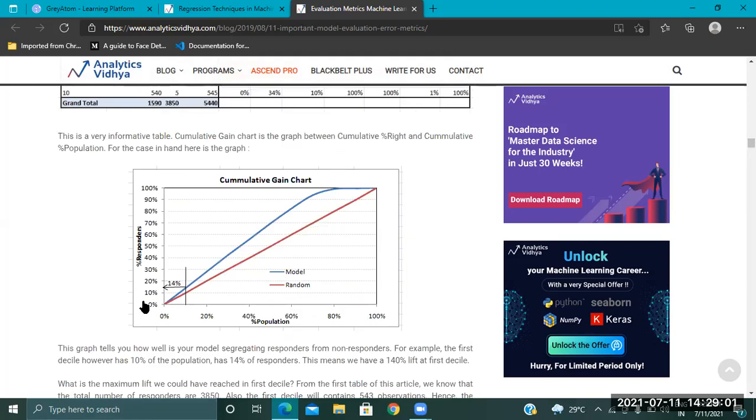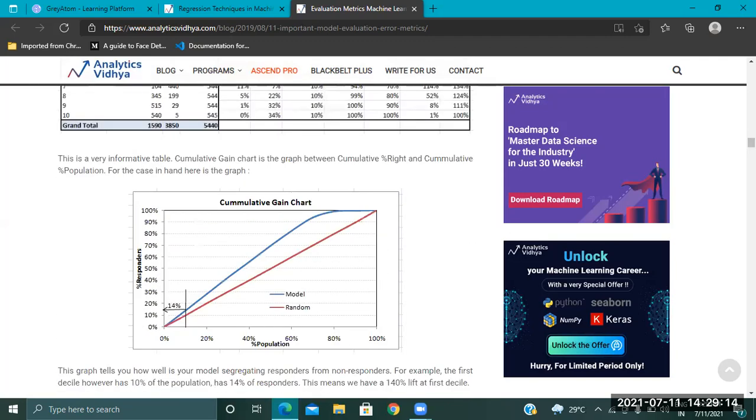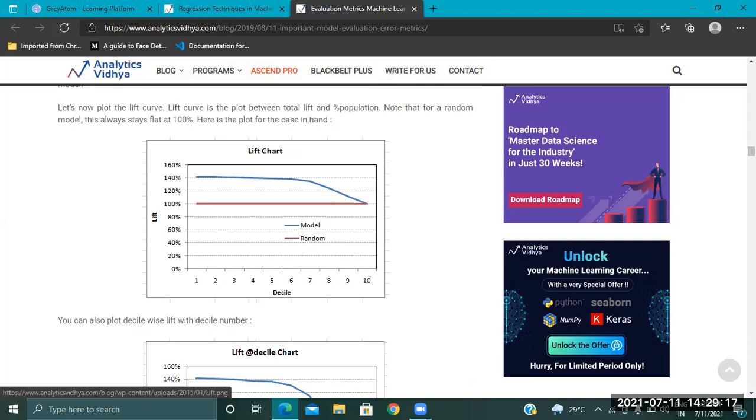So this is the chart. This is our model and this is our random model. This is the test data set. This is the overall data set. This is the gain chart and this is the lift chart.